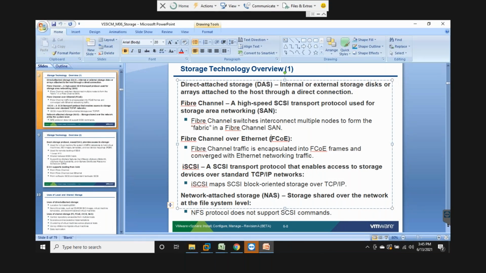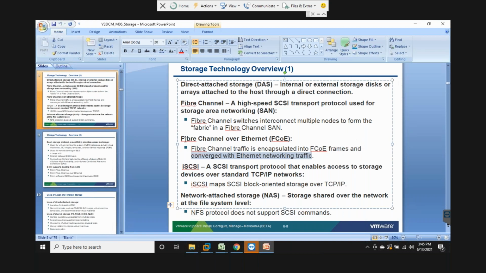So basically, what is happening actually, your LAN as well as your storage is combined into one device. So we have a dedicated switch which can work for storage as well as network traffic or Ethernet traffic. From the definition itself, it is very clear. Fiber channel traffic is encapsulated into FCOE frames and converged with Ethernet networking traffic.